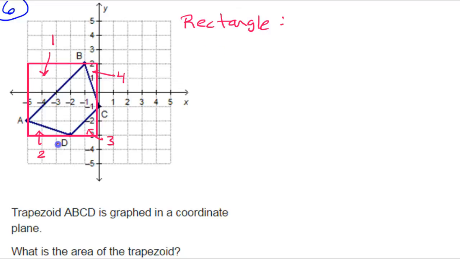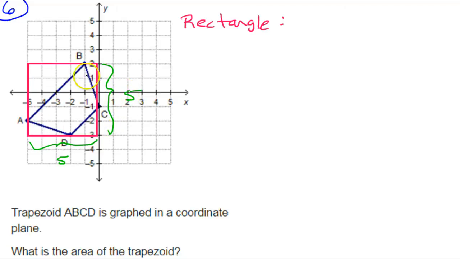Okay, so the area of the rectangle. You know what, these numbers are in my way, they're bugging me. Deal with that later. Okay, so the area of the rectangle. So the bottom of the rectangle, the base, 1, 2, 3, 4, 5. And then the height of the rectangle is also 5. Alright, just counting squares.